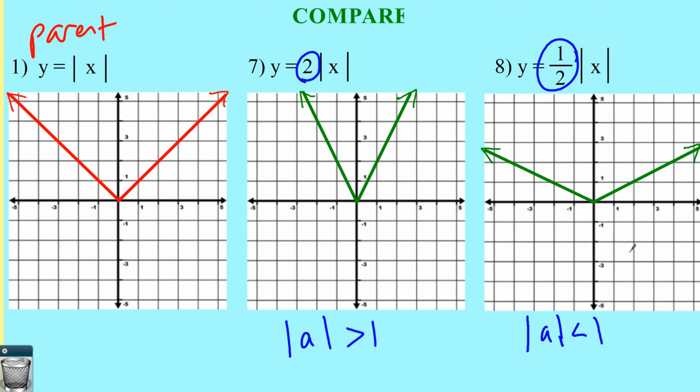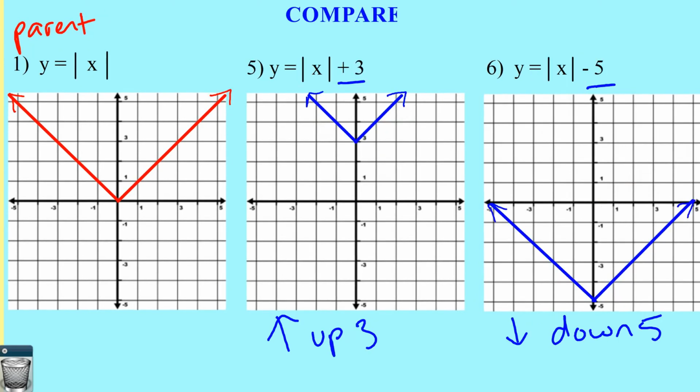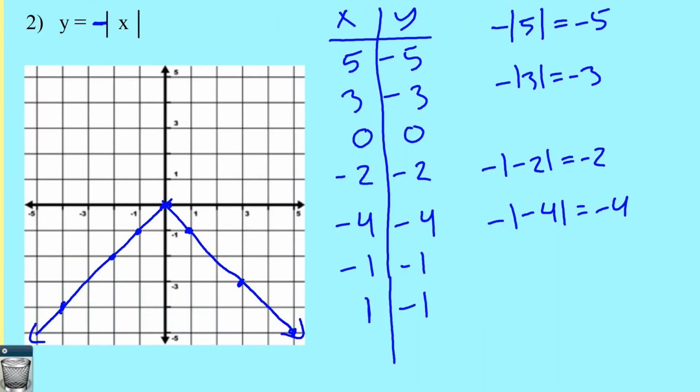Okay, now again, we're not including a negative, right? That's why I did the absolute value of a, because what does the negative tell us? Do you remember? Let's go back. Negative flips it. Okay, so negative makes our graph go down.